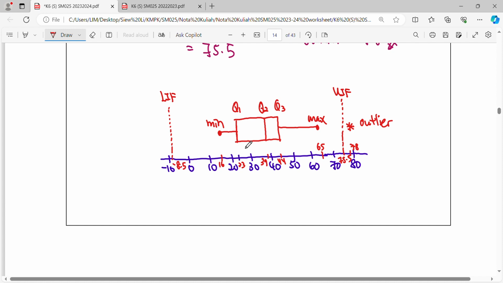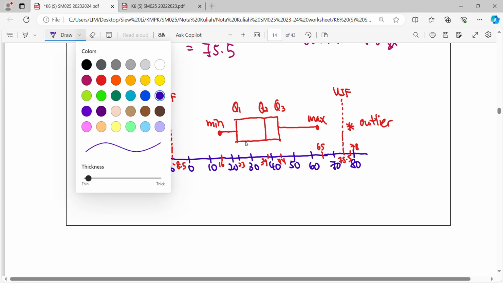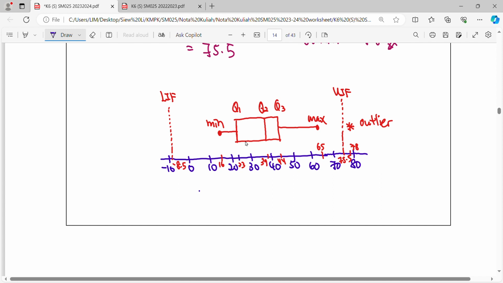Understand? So we can add on here. So the distribution of the data is skewed to the left. So we observe on the box, not on the whisker. Alright, we observe on the box. So box and whisker will be more obvious than your stem and leaf to see distribution.